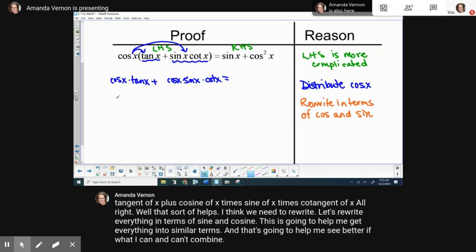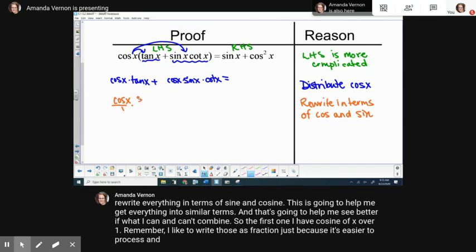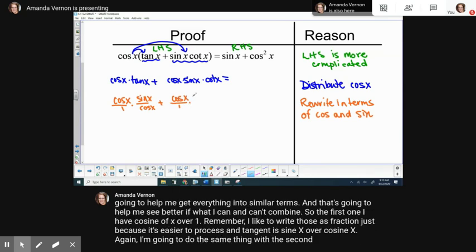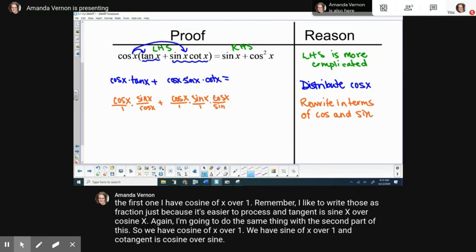So the first one, I have cosine of x over 1. Remember, I like to write those as fractions just because it's easier to process. And tangent is sine x over cosine x. Again, I'm going to do the same thing with the second part of this. So we have cosine of x over 1. We have sine of x over 1. And cotangent is cosine over sine.